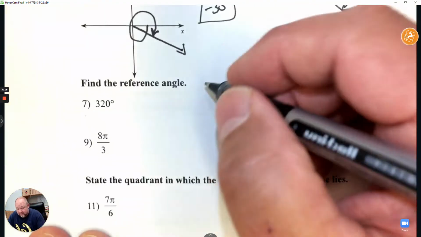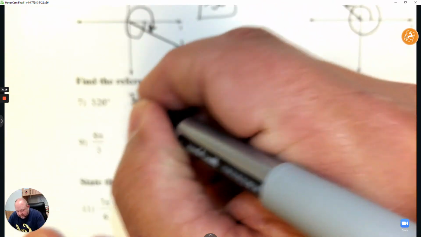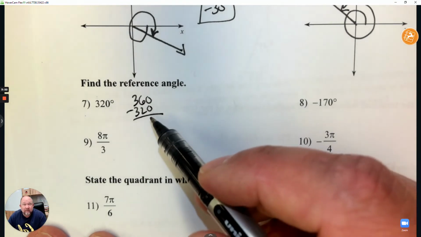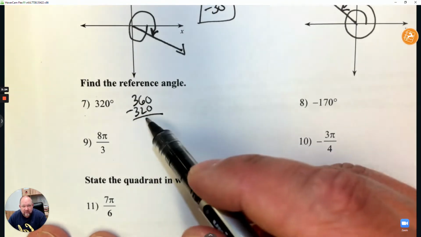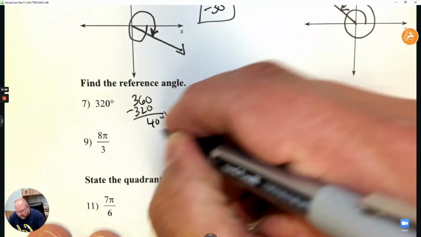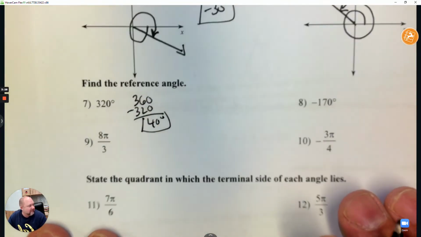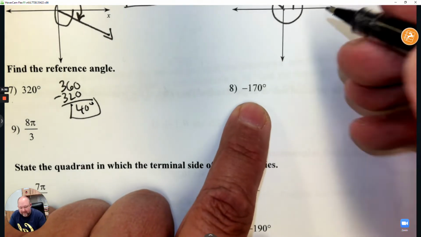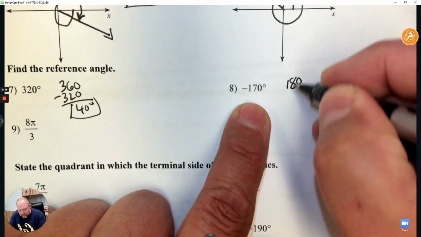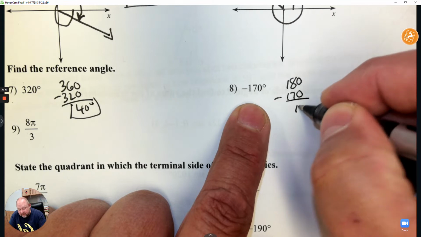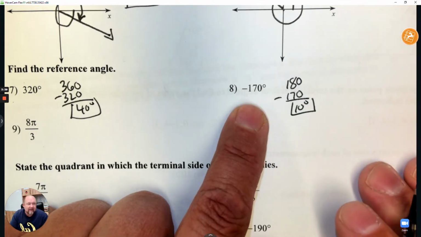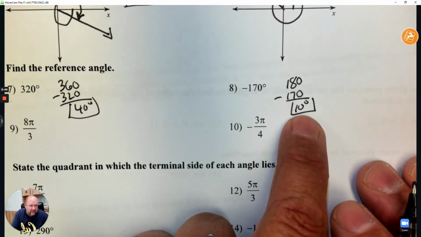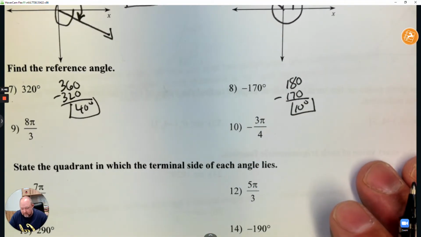To find the reference angle, we're either going to use 360 or 180, whichever one's closer to that angle. So 360 take away 20. The reference angle here is 40. Here, we're going to use 180. We can use positive 180. It's always written as a positive angle. So using positive 180 or positive 360, what's the difference there? And the angle is 10 degrees is the reference angle.